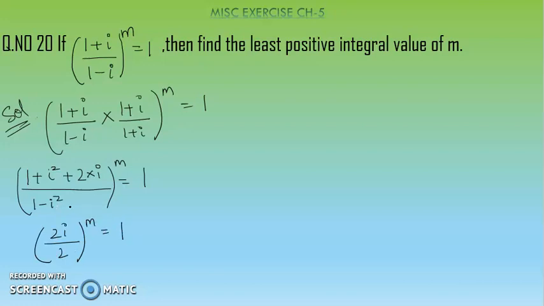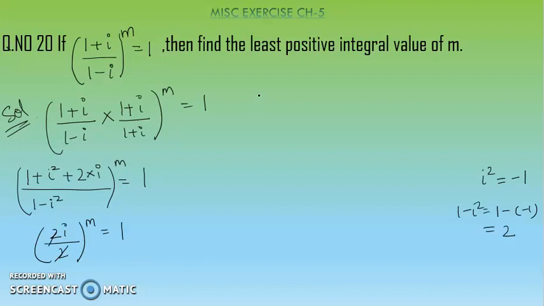I hope, students, by this time you should know i square is equal to minus 1. So that is why 1 minus i square is equal to 1 minus minus 1, so minus will become plus. So 2, that is why I have written 2 directly here. Okay, very simple calculation. Now I can cancel this.